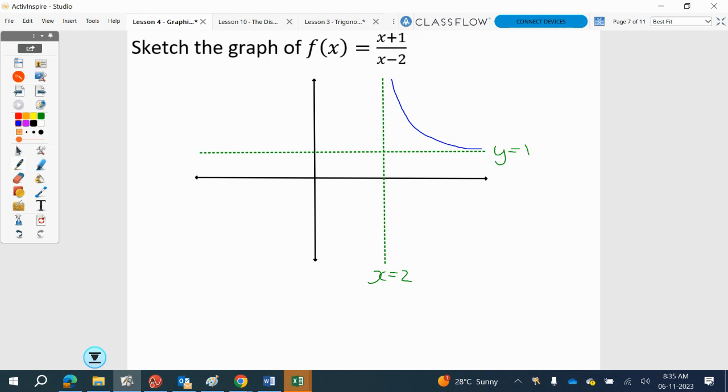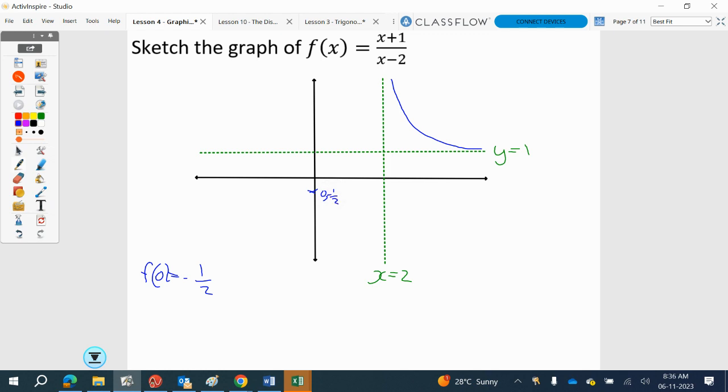What is the y-intercept going to be? No, x is 0. Never mind. Negative 1 over 2, minus 0.5. So what is the x value for the y-intercept? 0. So f of 0 is negative 1 over 2. So it's going to go through here at 0, comma, negative 1 over 2.